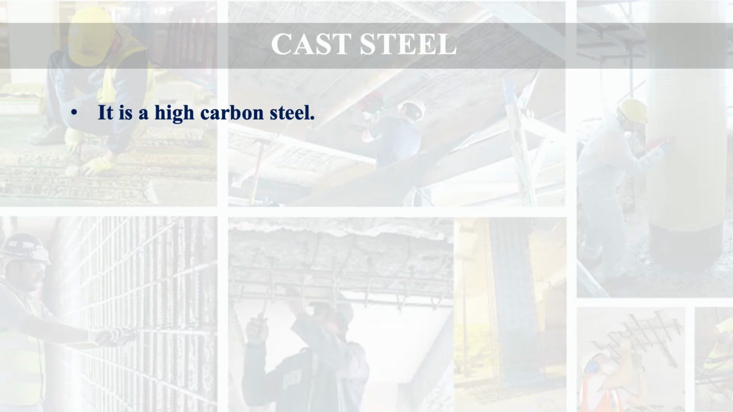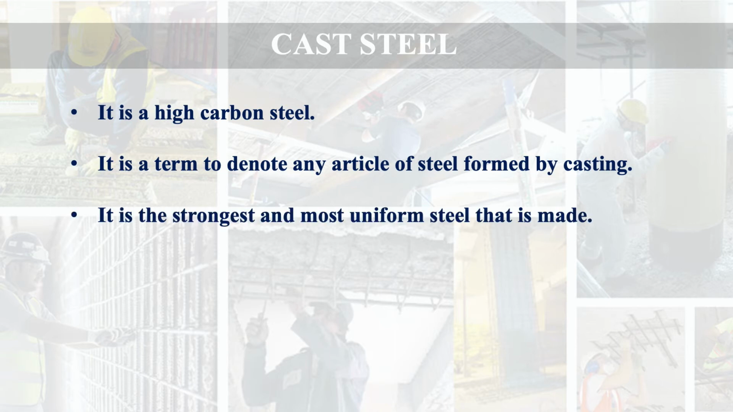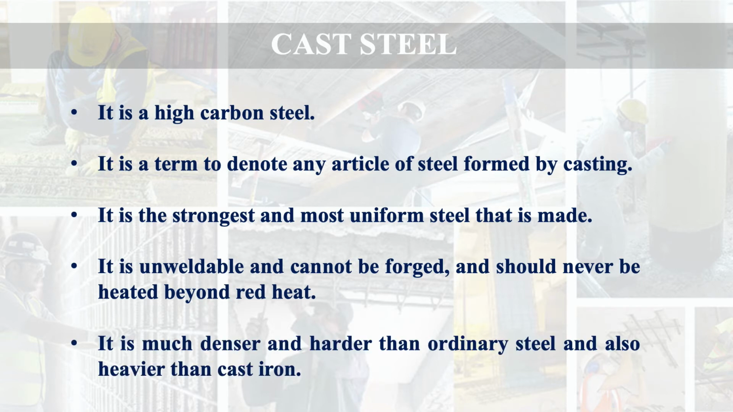Now look at cast steel. It is a high carbon steel. It is a term to denote any article of steel formed by casting. It is the strongest and most uniform steel that is made. It is unweldable and cannot be forged and should never be heated beyond red heat. It is much denser and harder than ordinary steel and also heavier than cast iron.